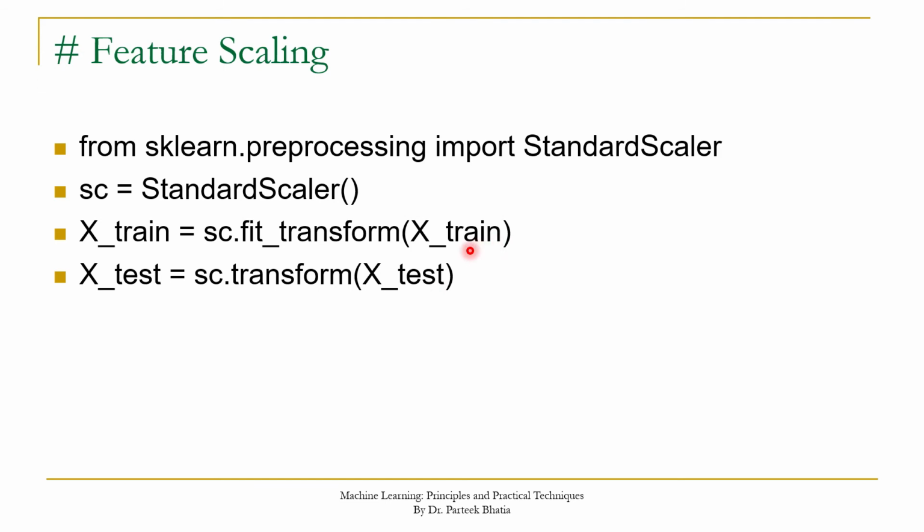So we will fit our scaler over the training dataset. So once it got fitted, we will just transform xtest accordingly. So after execution of these statements, our xtrain and xtest will be feature scaled. Let us move to Spyder to perform feature scaling over this dataset.